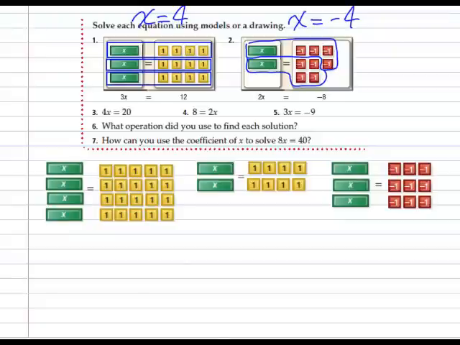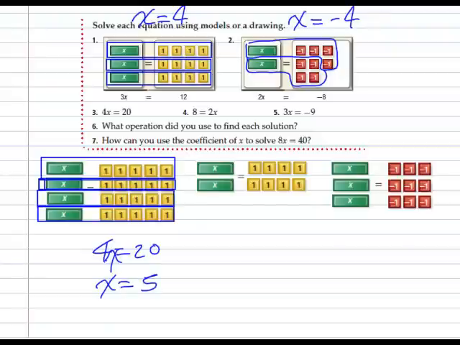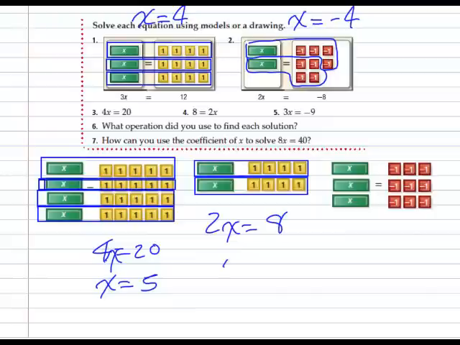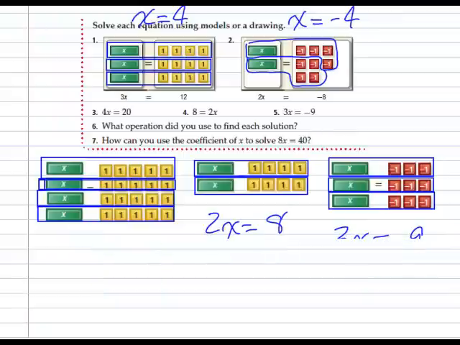Example 3 we've modeled at the bottom. We have 4x and we have 20 counters. Again, we simply pair each x with 4 counters on the right, which means 4x equals 20, x equals 5. In our second example, one of our x's paired with 4 on the right. The equation is 2x equals 8, x equals 4. In our third example, we pair each x with negative 3 negative 1s on the right. Our equation is 3x equals negative 9, x equals negative 3.